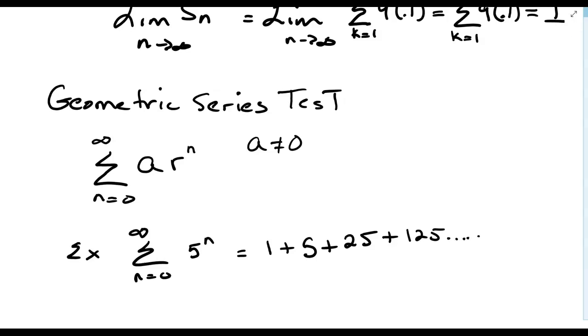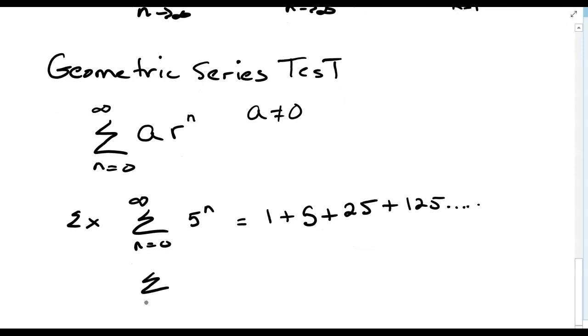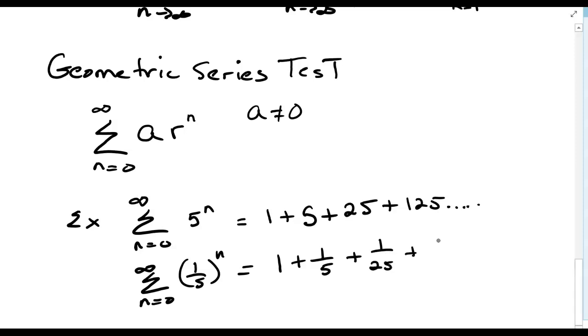Now, that would look very different than, again, let's do 1/5. Wouldn't you agree? Because then our series will be, to the 0 power is 1, plus 1/5, plus 1/5 squared, 1/25.